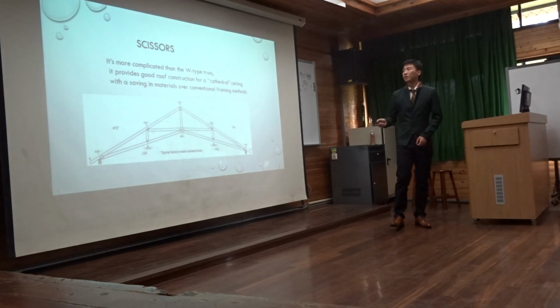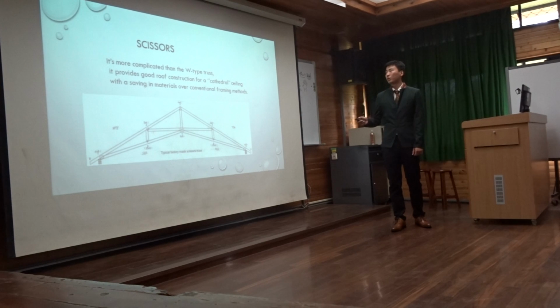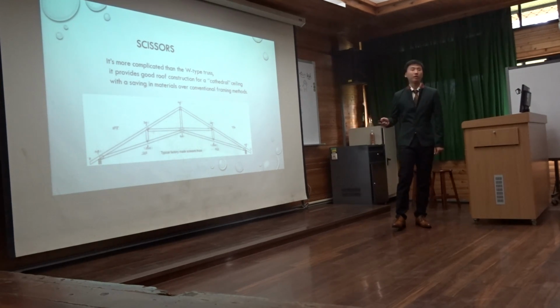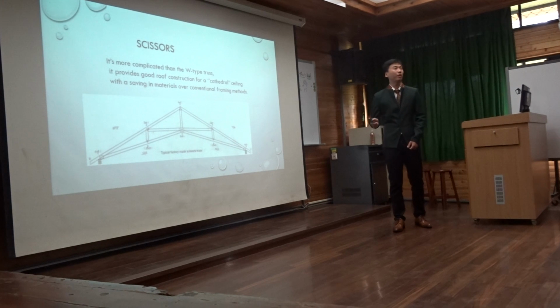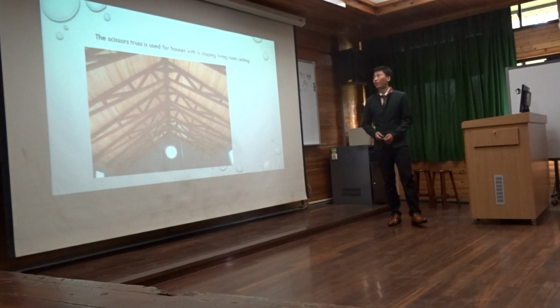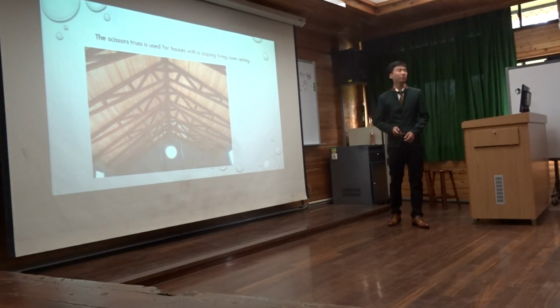The scissors truss is more complicated than the W-type truss. It provides good roof construction for a cathedral ceiling with a saving in material over conventional framing methods. The scissors truss is used for houses with a sloping living room ceiling.